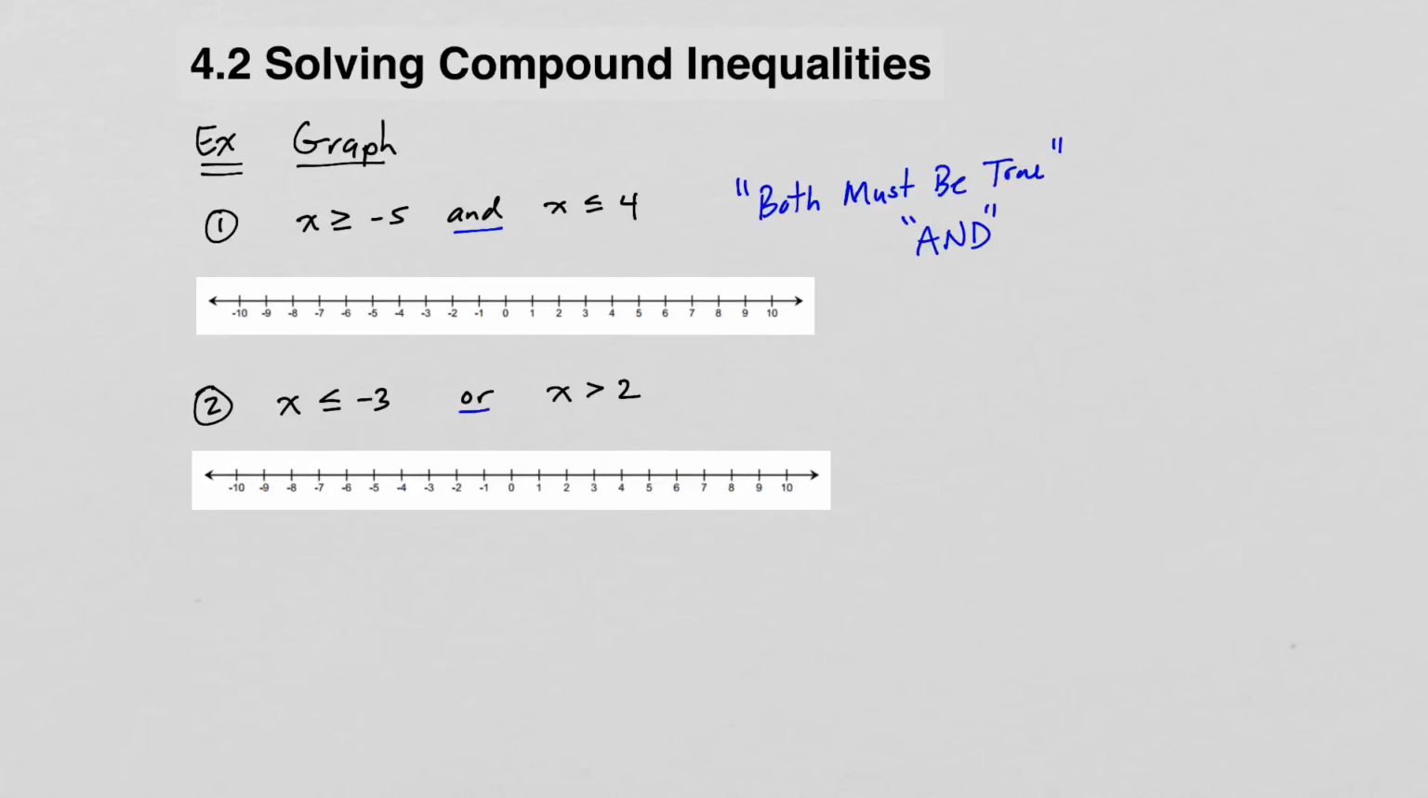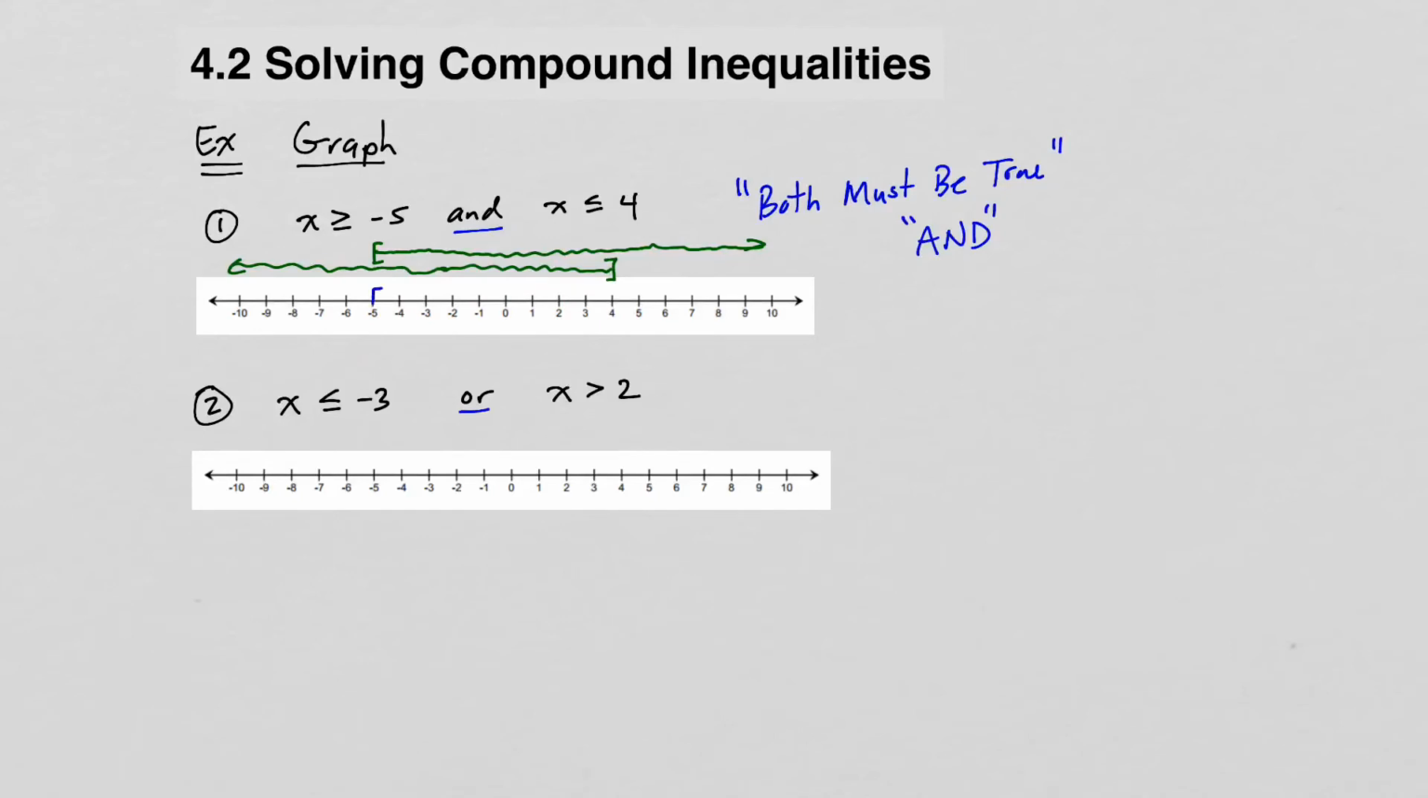So to do this, I'm going to do what I like to call air graphing. So I'm going to graph above the number line. X is greater than or equal to negative 5 would be a graph going in this direction. And X is less than or equal to positive 4 is a graph going in this direction. And so if both of these must be true, then we are looking at where the two graphs overlap each other. And so it would be all the numbers in between negative 5 and positive 4.